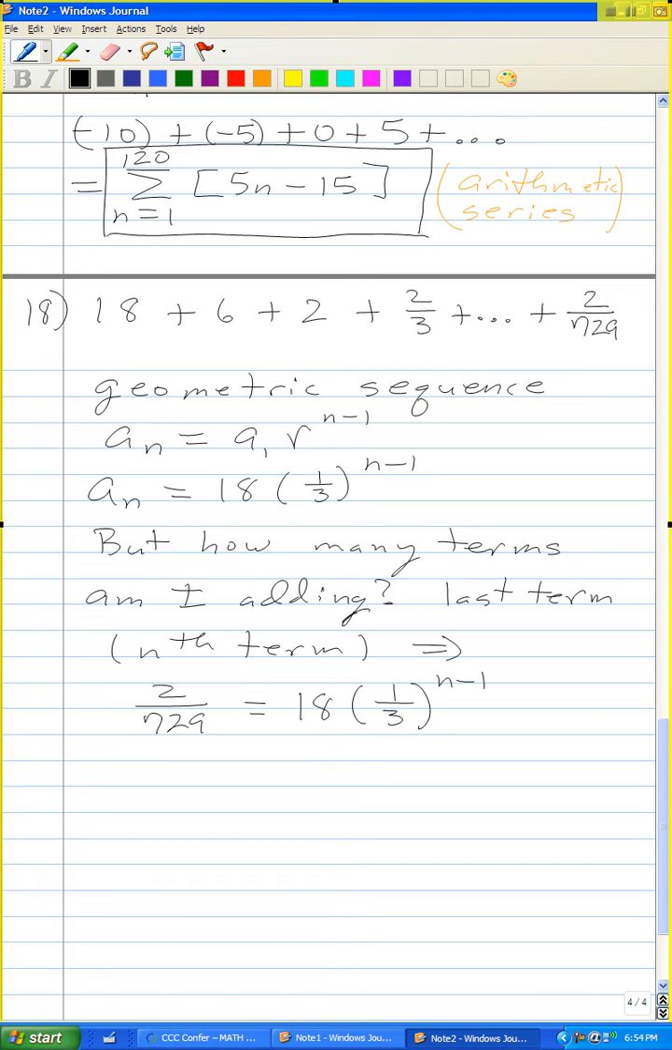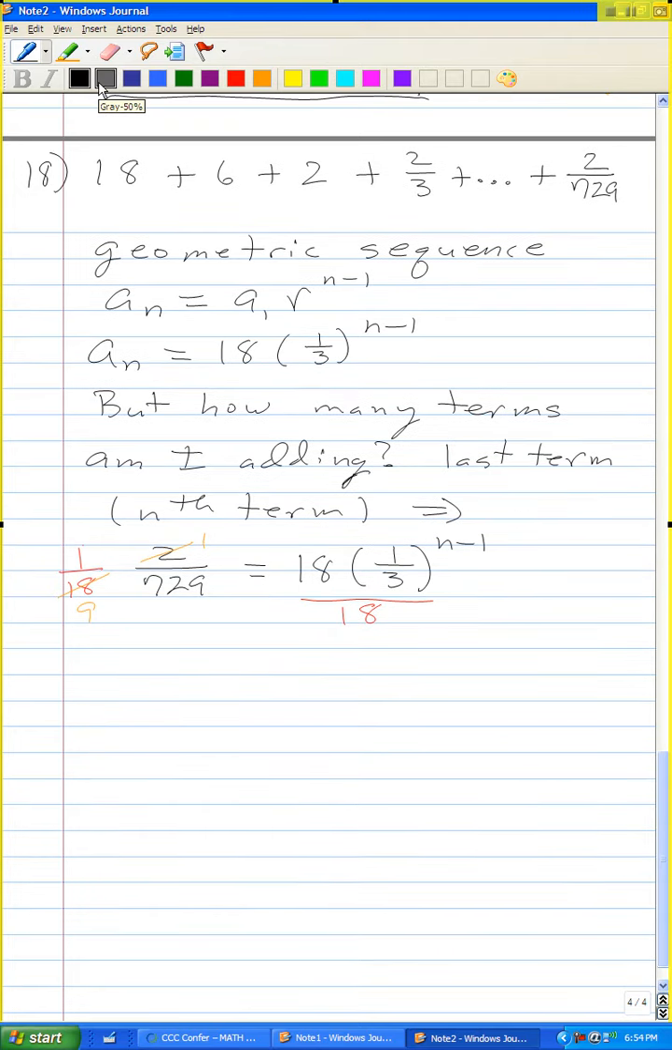I get, oh, this is very similar to what we did actually just a few minutes ago. So let's multiply by 1 over 18. Dividing by 18 is the same as multiplying by its reciprocal, 1 over 18. Now, 18 divided by 2 is 9. 9 times 729 is 6561.